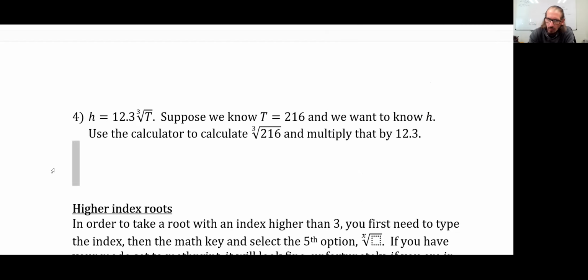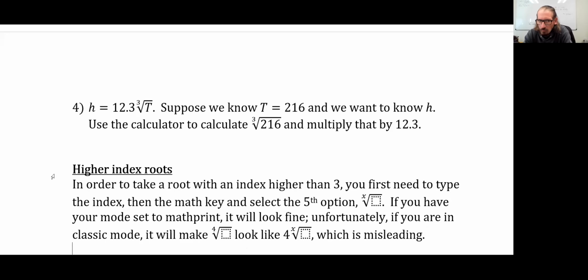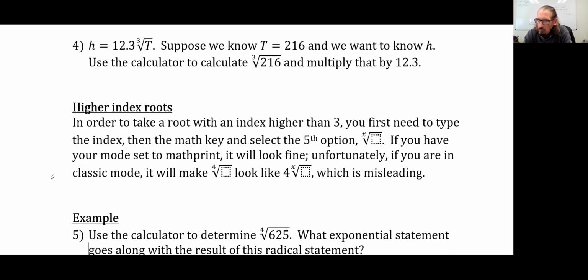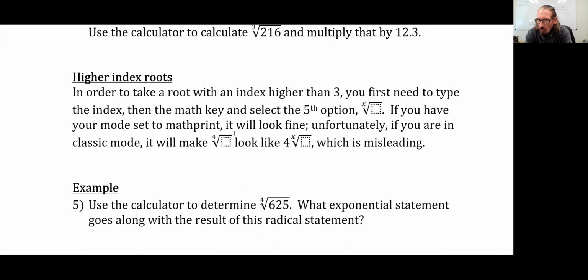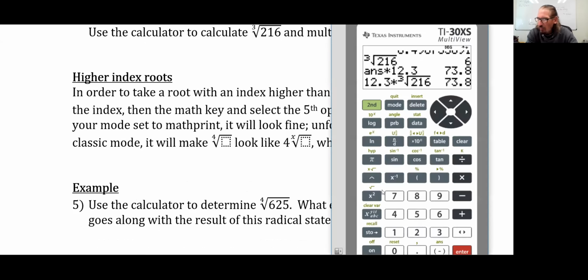All right, getting near the end. I'd already shown this about the classic mode, how it might appear, and it's not really doing that. So 4th root of 625, already know the answer is going to be 5. In this nice math print mode, type that 4. Then 625 is the radicand, that gives me 5.